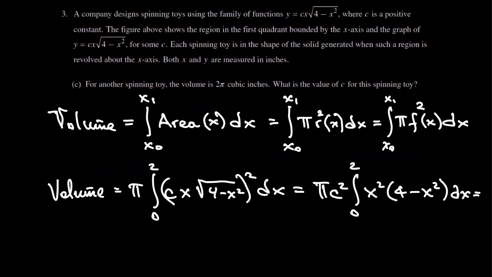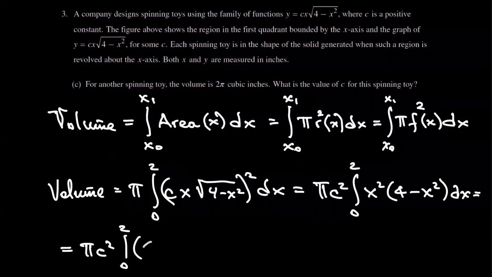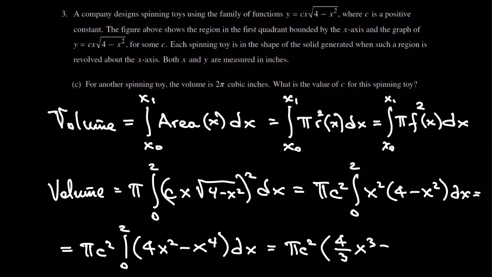which is just all power functions here, so we have to be careful not to make a simple mistake. Pi c squared, and then the integral from 0 to 2 of 4x squared minus x to the fourth power dx, which is equal to pi c squared times 4 over 3 x cubed minus 1 over 5 x to the fifth power, plugging in values of 0 and 2.